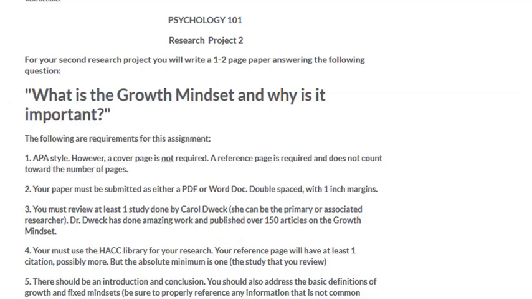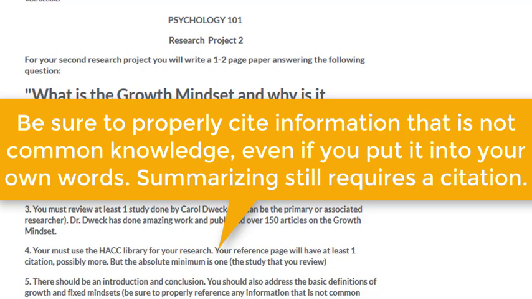You need to have an introduction and conclusion. You also need to address the basic definition of a growth and fixed mindset. And be sure to properly reference information that's not common knowledge, even if you paraphrase. In other words, the definitions and what it means and how we develop a growth and fixed mindset is not common knowledge. So you're going to need to reference where you got your information.